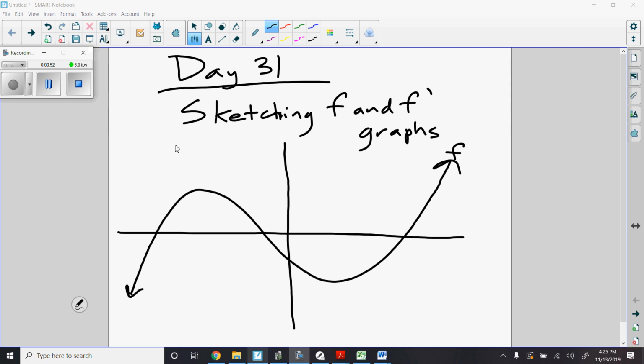When I look at this, this is now a graph of f. Again, it's very important to know which graph you're looking at. We're looking at a graph of f. A couple of things that I like to notice about this f graph is that it has a local max and a local min. I'm going to identify those points.